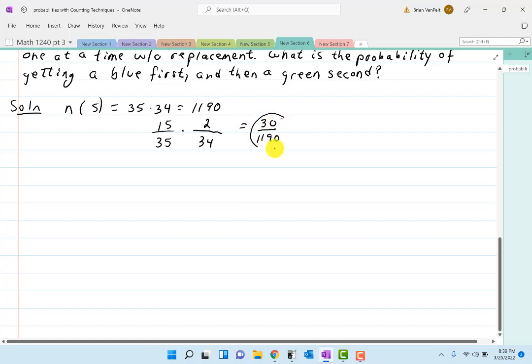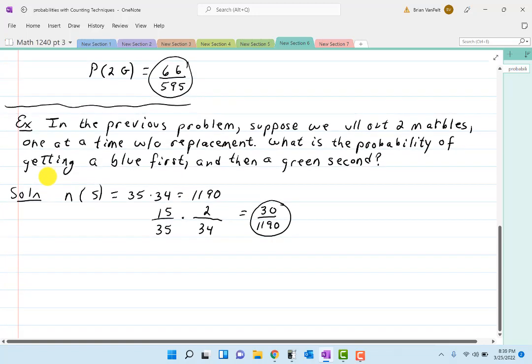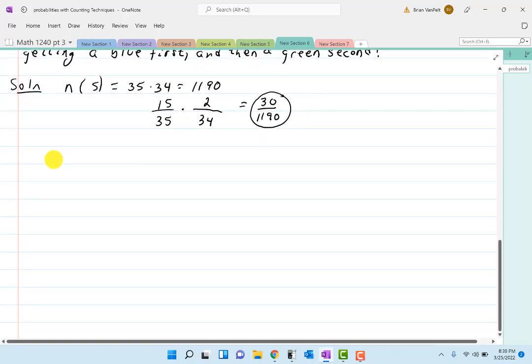So it's slightly different than the last one. Note the similarities between the two of these problems. And let me do this. Furthermore, what is the probability of a green first and then a green second?